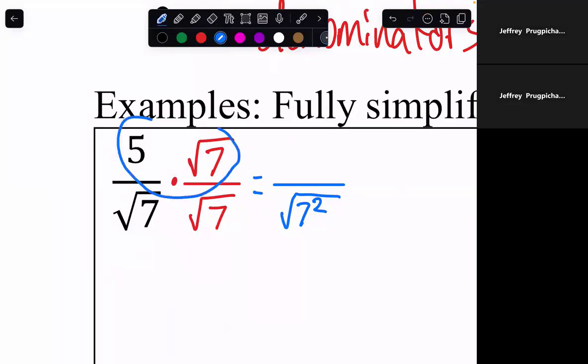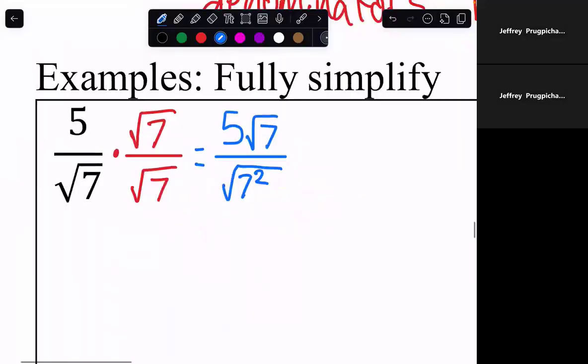So up top, 5 times the square root of 7. The 5 multiplies the invisible 1 in front, so it's still a 5. The radical 7 has no radicals to combine with, so it just stays. Now we simplify. In the numerator, we can't do anything. 7 is a prime number.